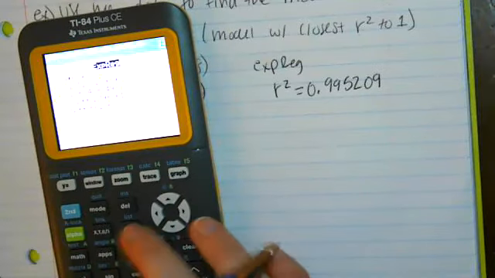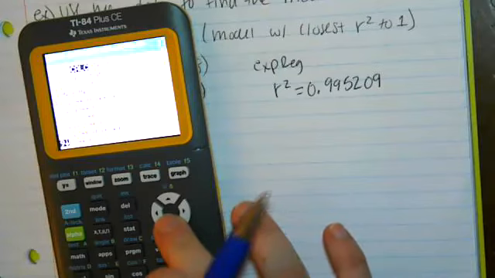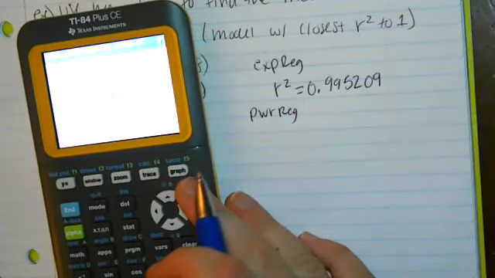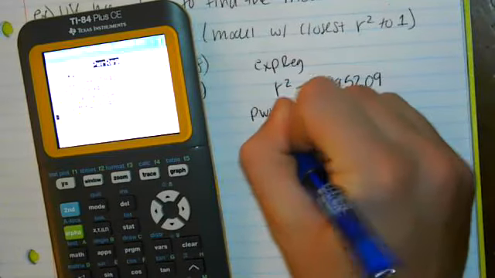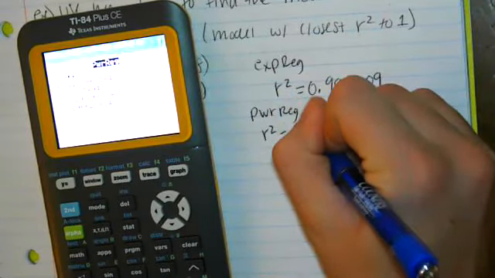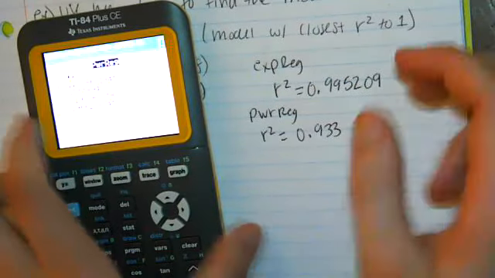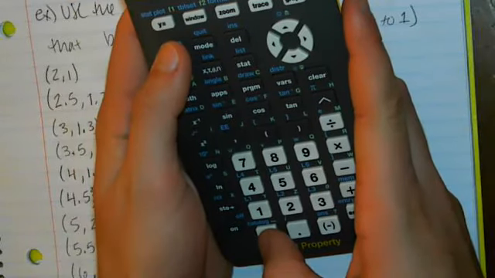Okay, now we're going to go to stat again because we still have to calculate our power model. So we go down to PWR reg, and we hit enter and enter all the way through to calculate. The R squared on this is 0.933.